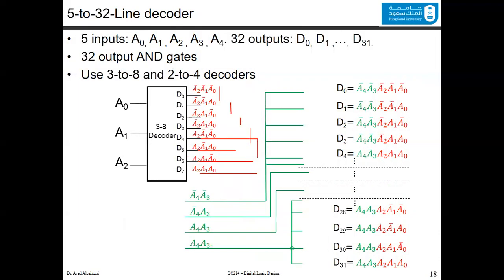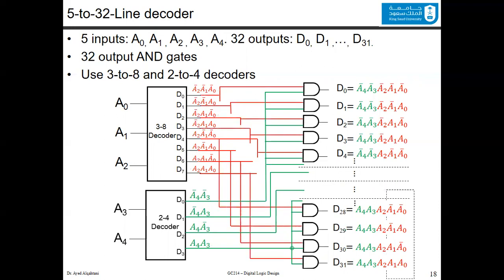Now, for a 5 to 32 line decoder, let's also get rid of this animation to make it easier to understand. You will have 5 inputs here from A0 to A4, and you will have 32 outputs from D0 to D31. Since you have 32 outputs, you will have 32 ANDs. Each one of these ANDs has 2 inputs.